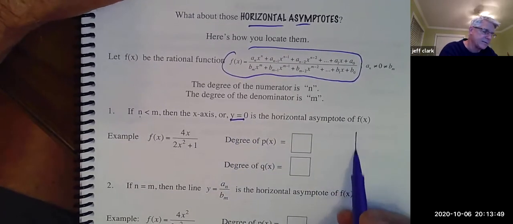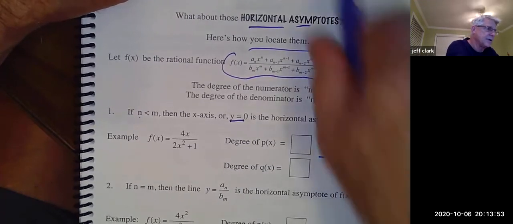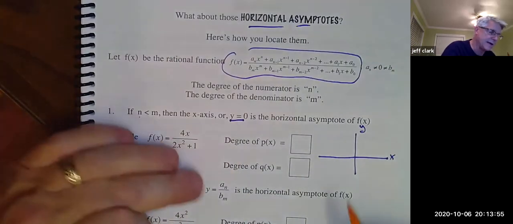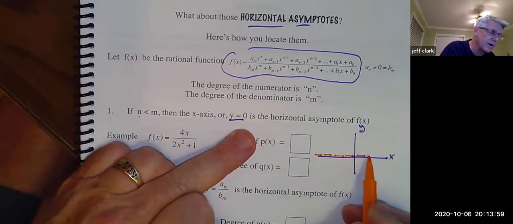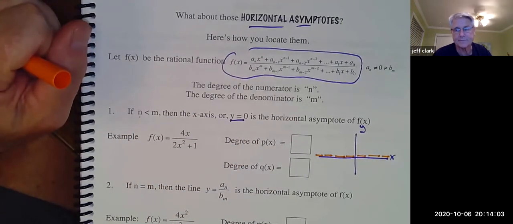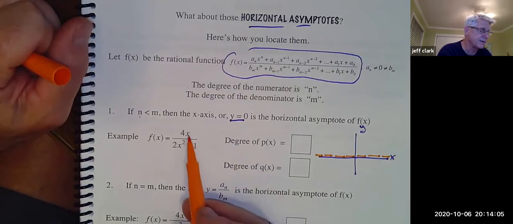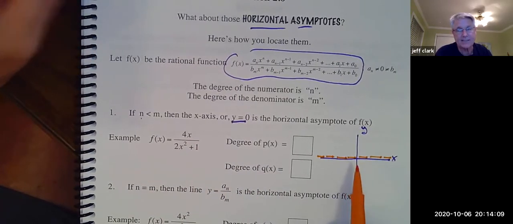What's a horizontal asymptote? Well, it looks like this. Here's your y, here's your x. Here's your horizontal asymptote at y equals 0. I'll put it kind of right on top of the x-axis, y equals 0. That's what it would look like. So the picture for this would have some behavior along the line somewhere.